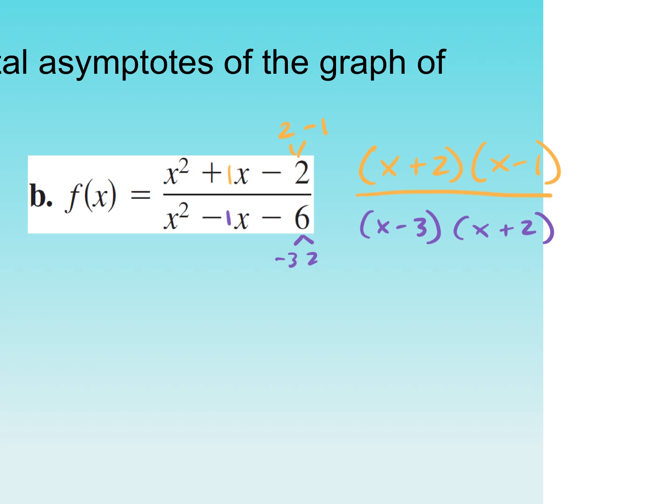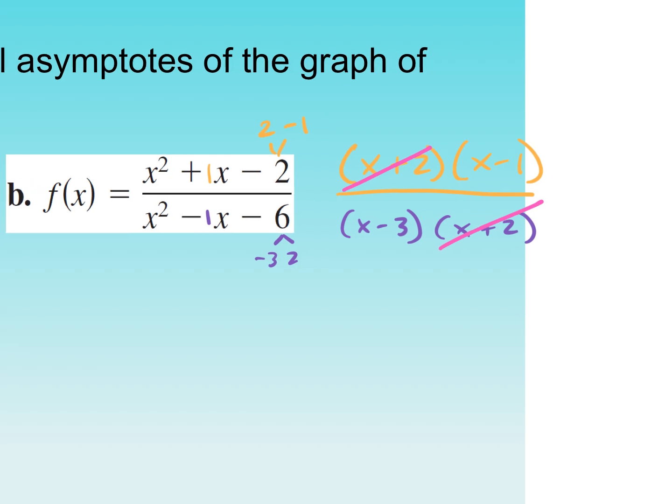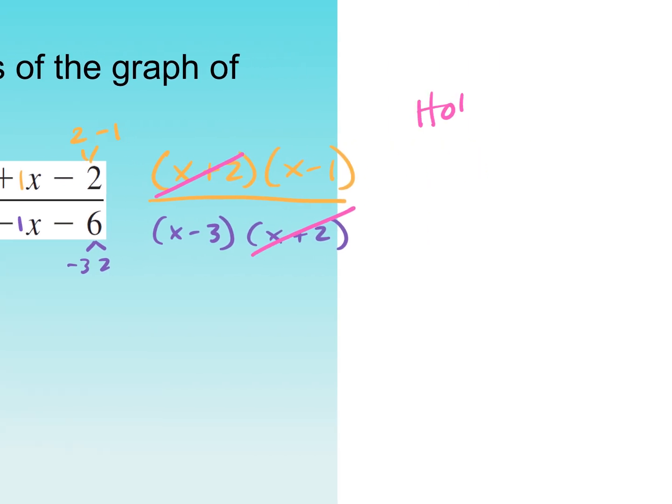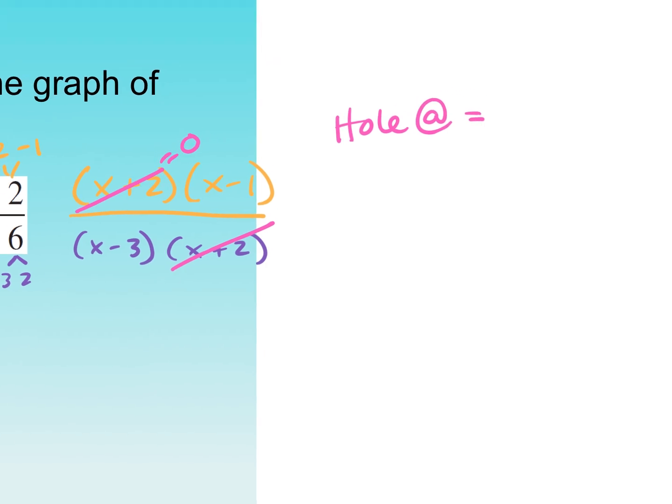Do we have any common factors? X plus 2 is a common factor. So we've got a hole at, we'd set this equal to 0. So what would be the x value that we have a hole at? -2. Perfect. We've got a hole at the x value, -2.